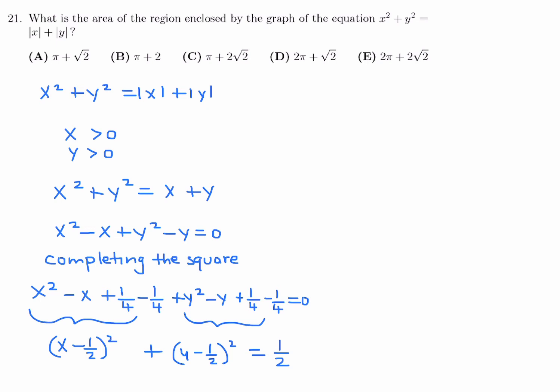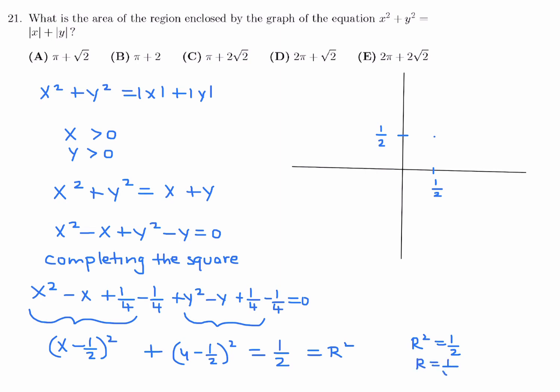So if I were to just draw the first quadrant, and we have to label the center of this circle, which is (1/2, 1/2), and then we have to draw the circle in a way so that the radius is equal to the square root of 1/2. So r squared is 1/2, so r will be the square root of 1/2, which is 1 over √2. If you rationalize the denominator, it's √2/2. So the graph looks something like that.